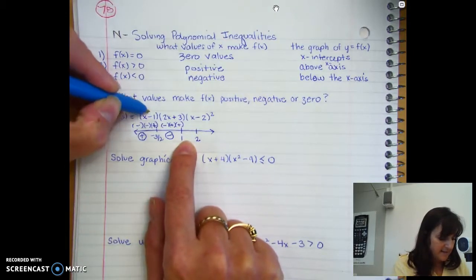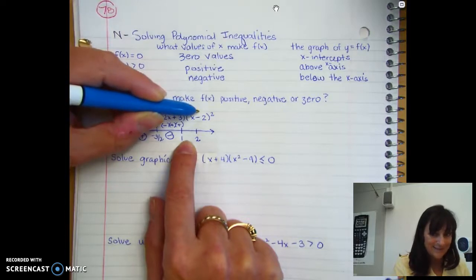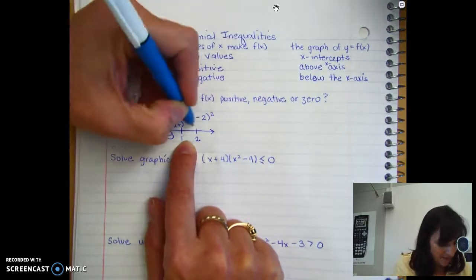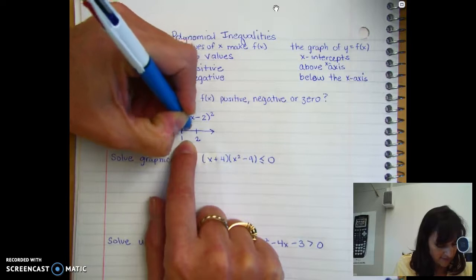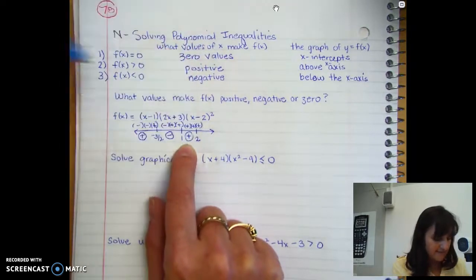You might be getting the idea though. If I pick 3/2 or 1.5, this will be positive. This will be positive because everything is positive, and this one is also positive, again, because we're squaring it. So we will have positive times positive times positive, overall sign positive.